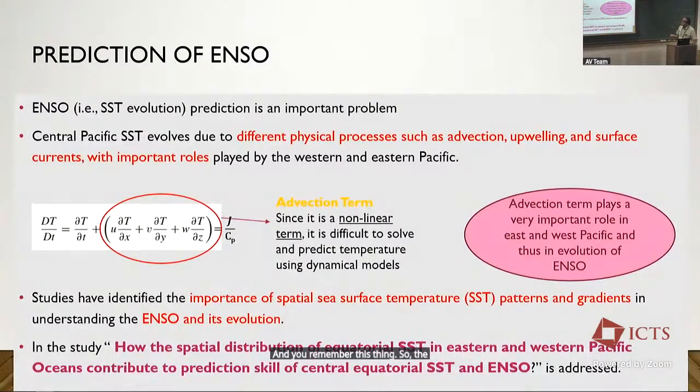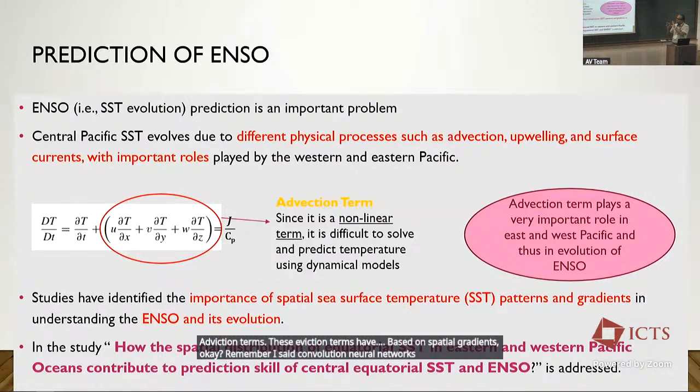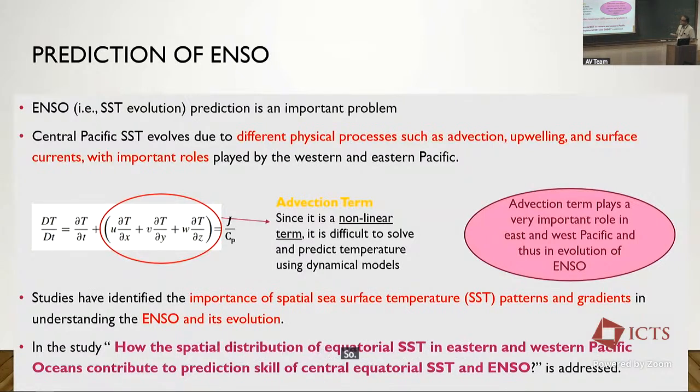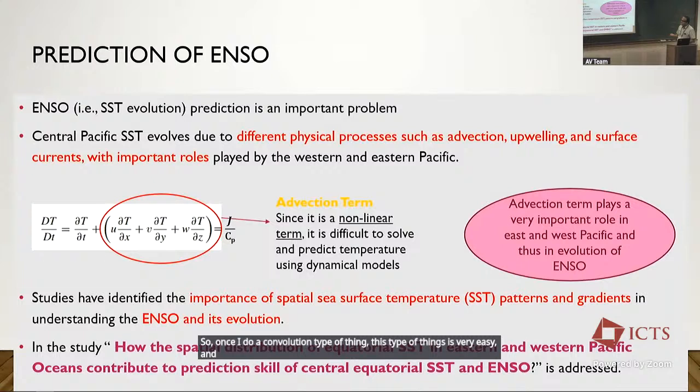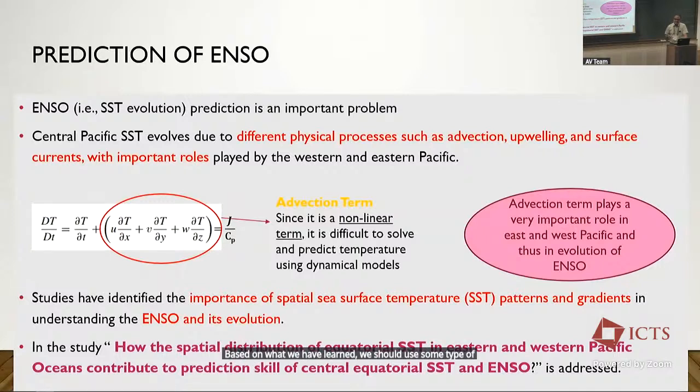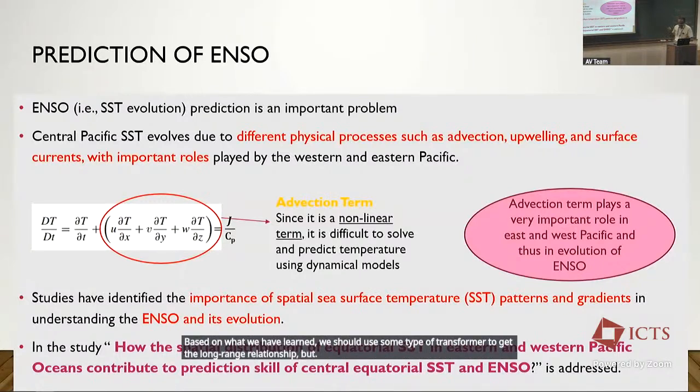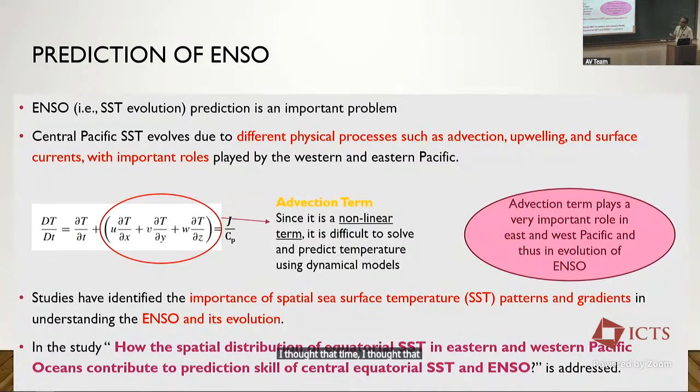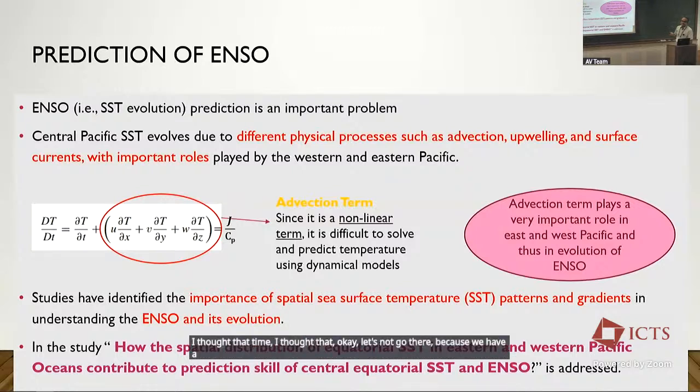You remember this thing: the temperature equation is like this. You have a simple temperature tendency term, and you have these advection terms. These advection terms are based on spatial gradients. Remember I said convolutional neural networks always filter the spatial gradient. So once I do a convolution, this type of thing is very easy. For del T by del t, the time part, based on what we have learned, in a modern setting we should use some type of transformer to get the long range relationship. But I thought at that time, let's not go there, because we have a feed forward MLP layer which will take care of the simple del T by del t evolution.